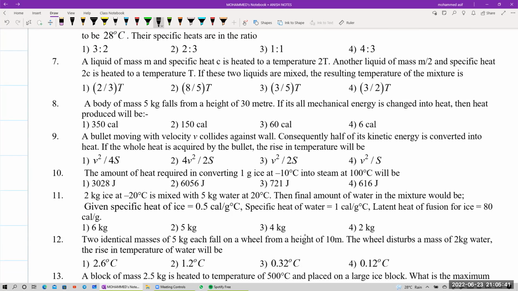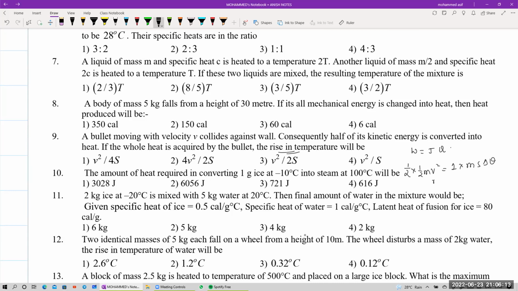Joule's law formula. The bullet possesses what type of energy? Kinetic. So W equals J into Q. This is the form of kinetic energy. This equals half into what is told in the problem: half of its kinetic energy, which is half into m v squared, equals J, whose value is 1, into Q, which equals m s delta theta. We need to calculate delta theta, the rise in temperature of the bullet.